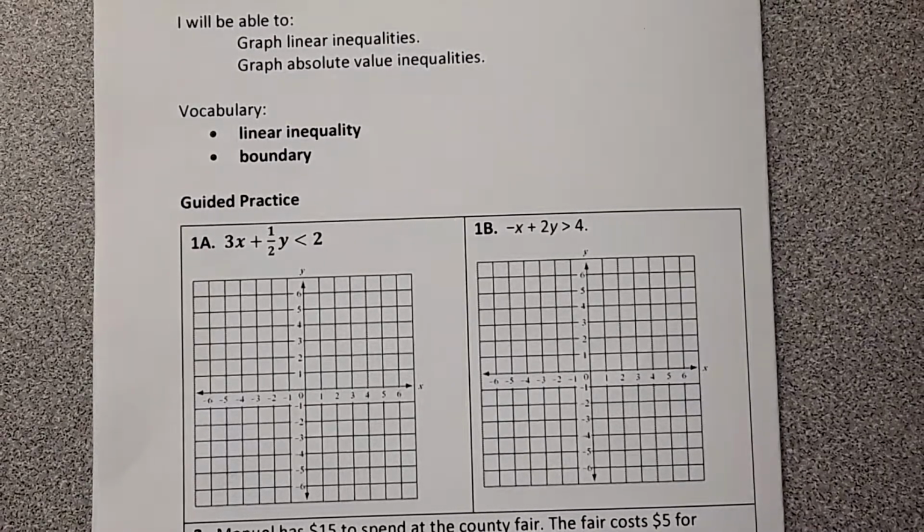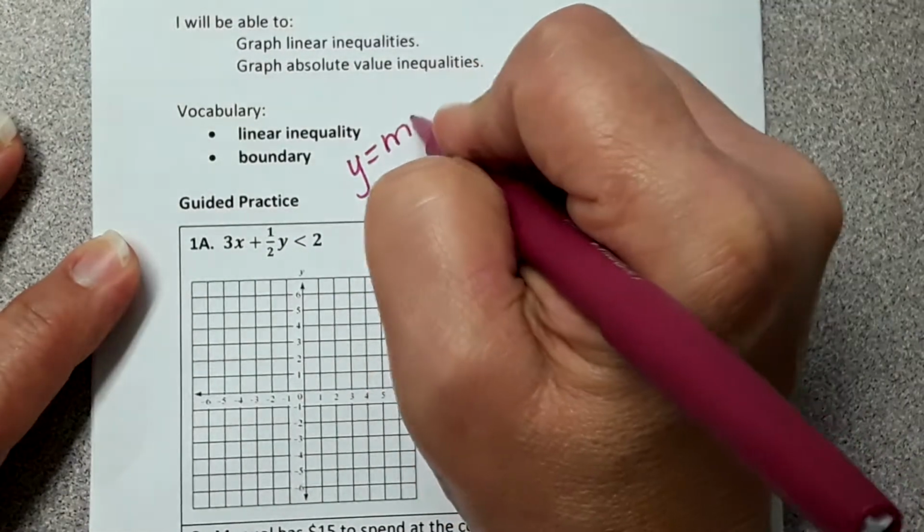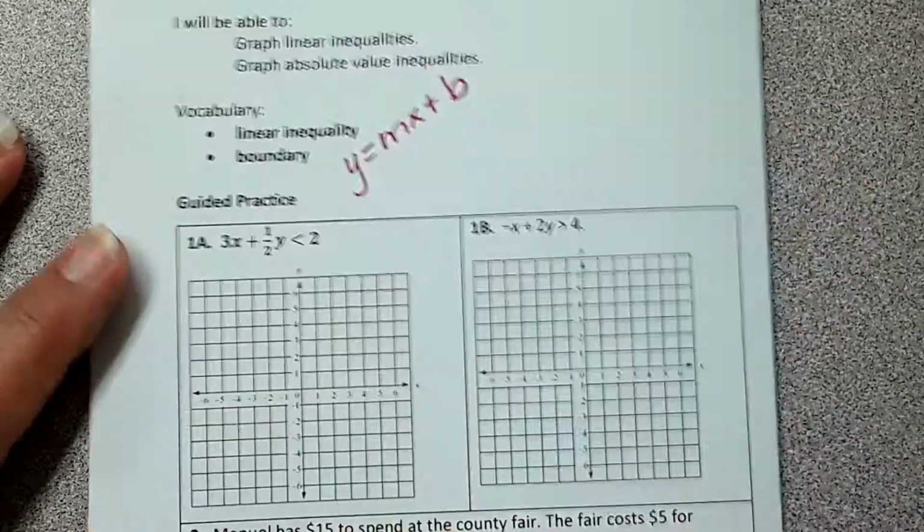So the first thing that we have to do is that this is a line. I know it has an inequality, but it has an x and a y. It doesn't have any absolute value, doesn't have anything squared. That's how we know it's a line. So our job is to put it in slope-intercept form. And remember, slope-intercept form is y equals mx plus b.